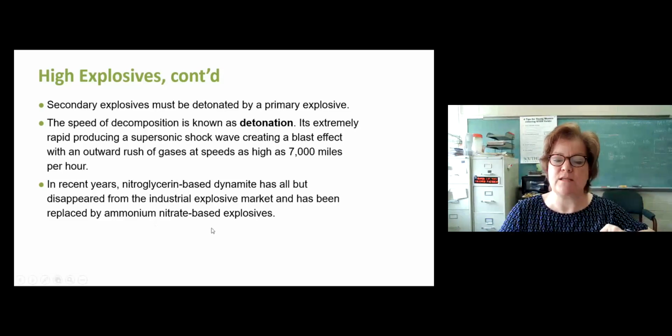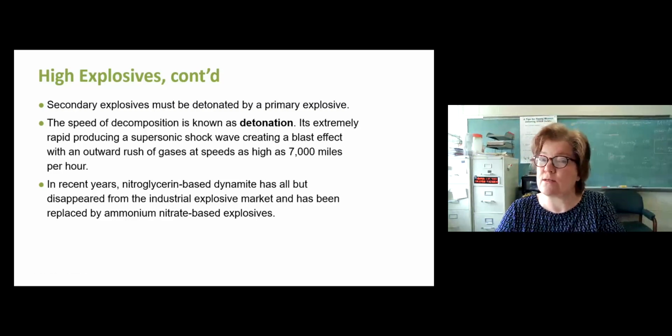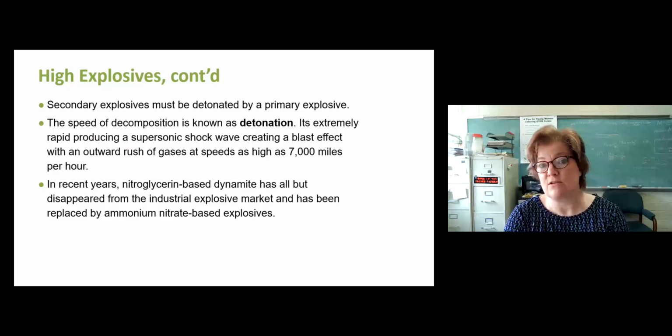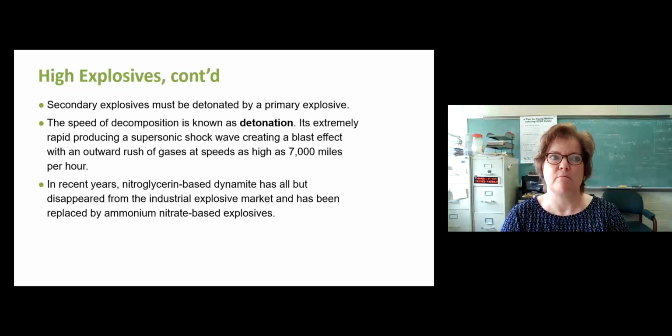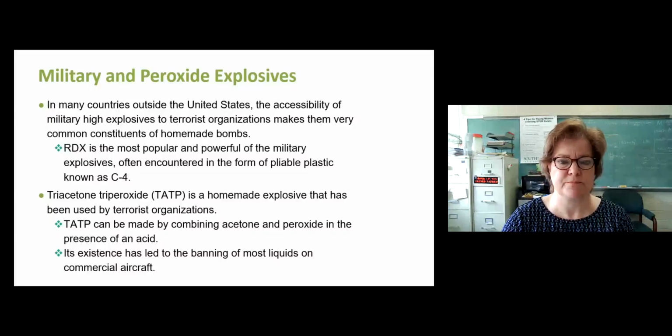Instead, now most of these are going to be based off ammonium nitrate explosives, which is also used as a fertilizer. So purchasing fertilizers in large quantities is often a trigger for the ATF to monitor that person to see if they're looking to make explosives.